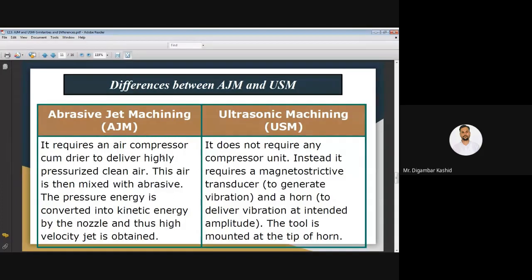But in case of ultrasonic machining, it does not require any compressor. Instead, it requires a magnetostrictive transducer to generate vibration, and also we require a horn. Horn means the tool and the tool holder. To deliver vibration at the intended amplitude, we require the horn. So the main components are the magnetostrictive transducer and the horn, and the tool is mounted at the tip of the horn in this ultrasonic machine.